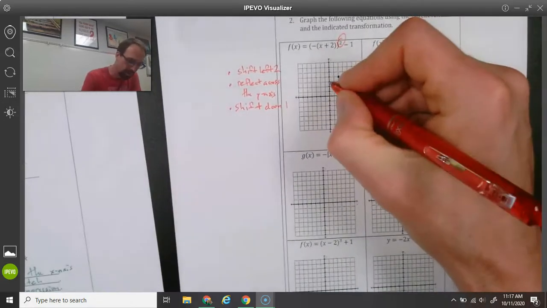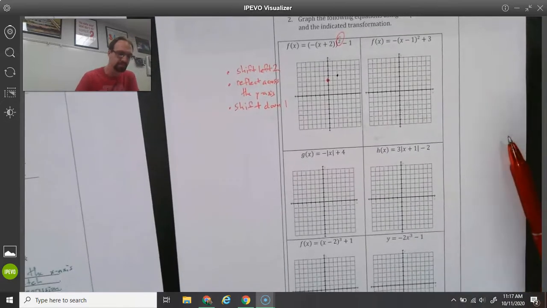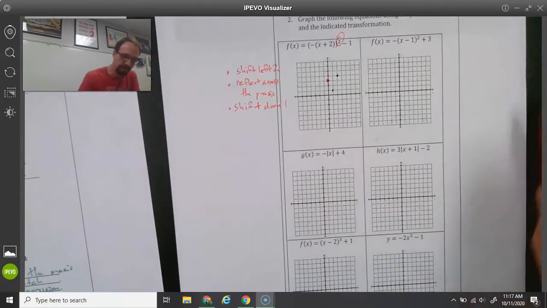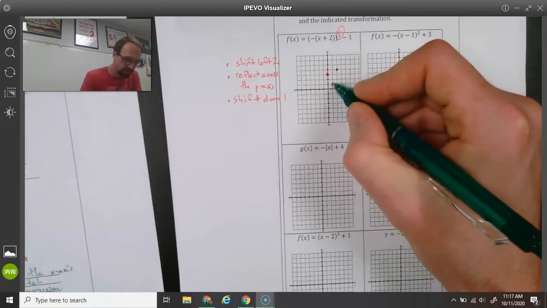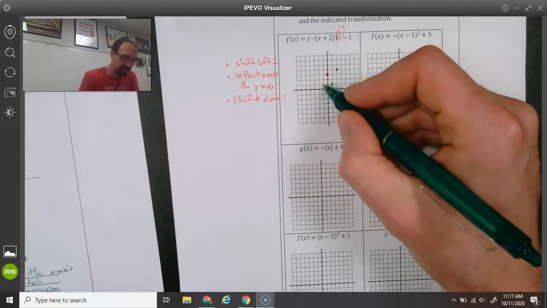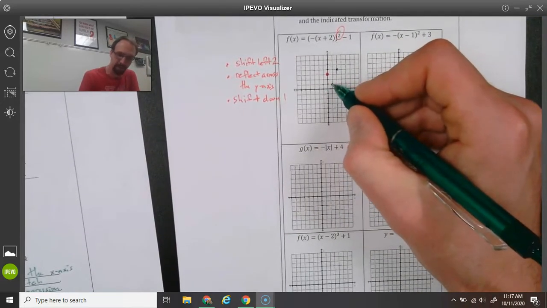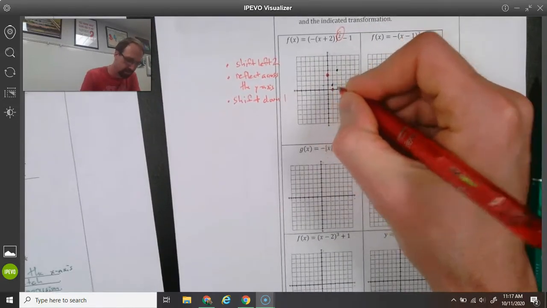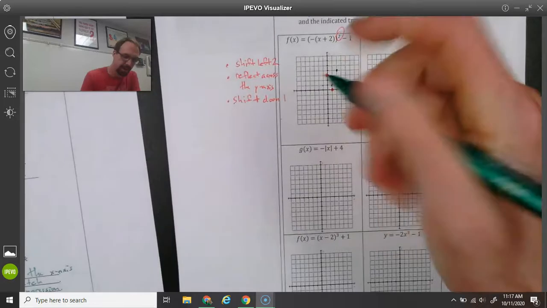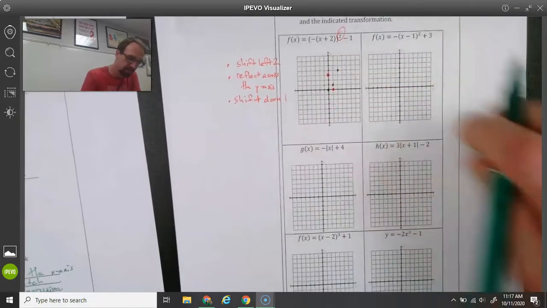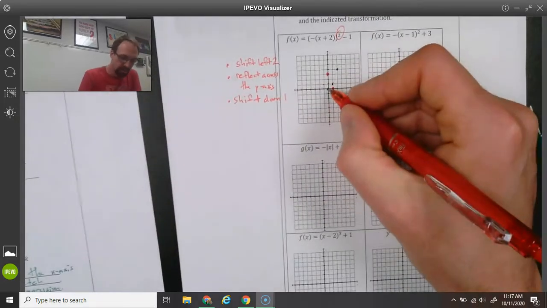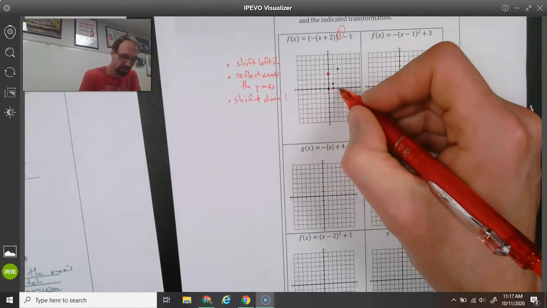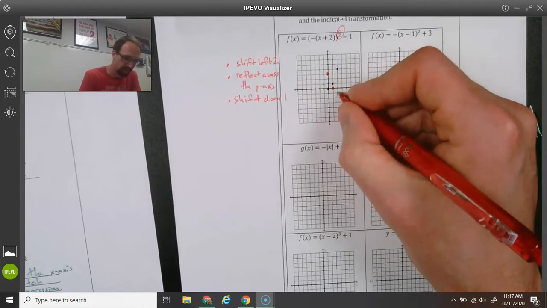So I'm going to use my new value in red. The next value that I remember having is 1, 1. That's here. So shift left 2, 1, 2. Reflect across the y-axis takes it back to where it was originally, and then shifting down 1 takes it down here. The next value that I have is 0, 0. So 0, 0, shift left 2, 1, 2. Reflect across the y-axis takes it over here, and then shift down 1 takes it here.